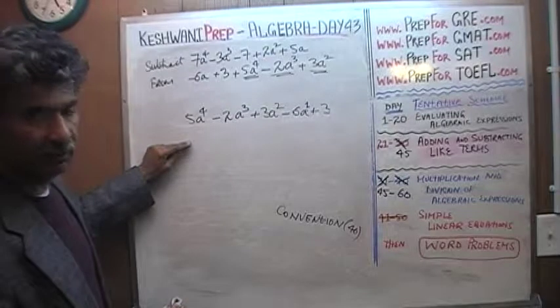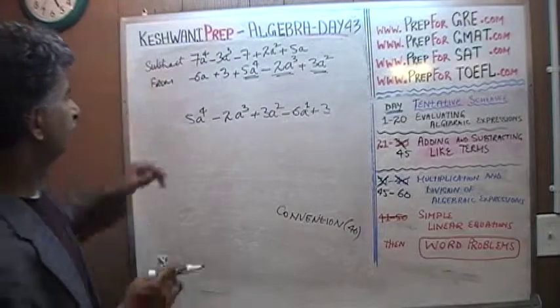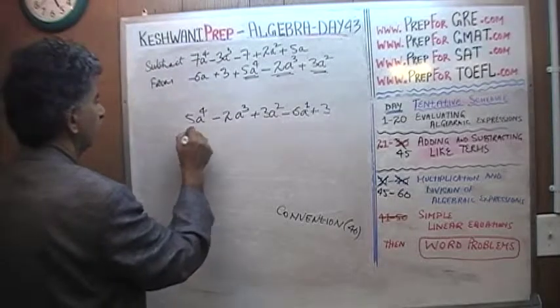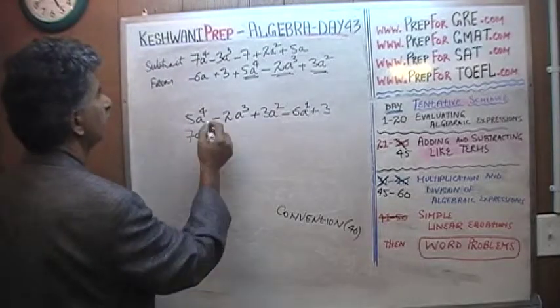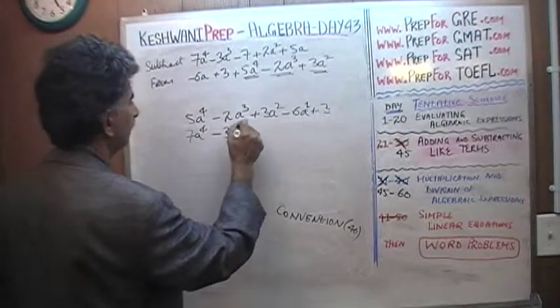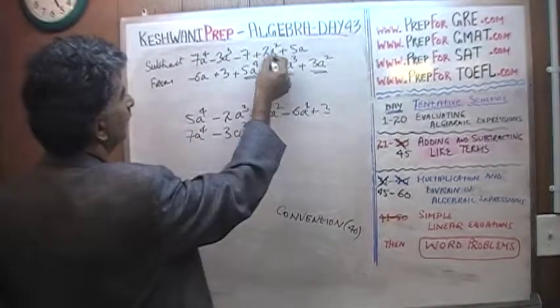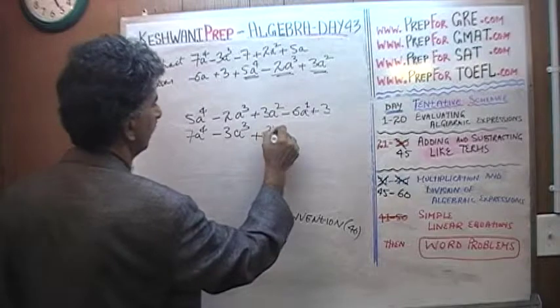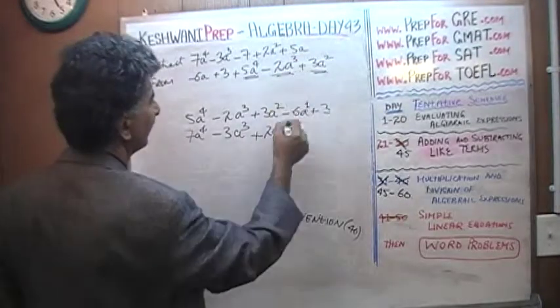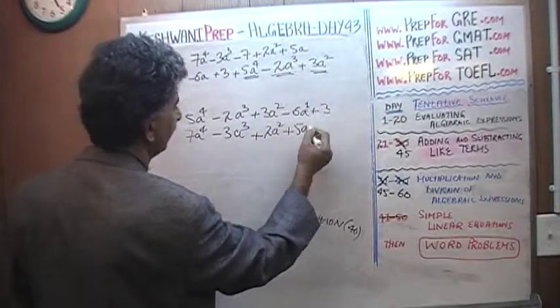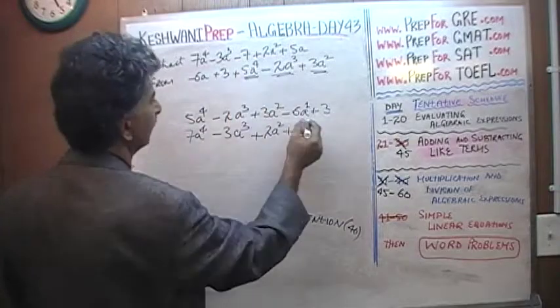The expression that is being subtracted is this right here: 7a to the fourth minus 3a cubed. So far so good. And then we have to go 2a squared, 2a squared. Then we have to go 5a, 5a, and then minus 7.